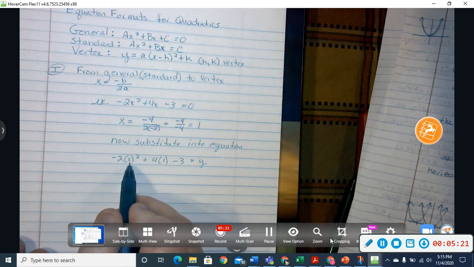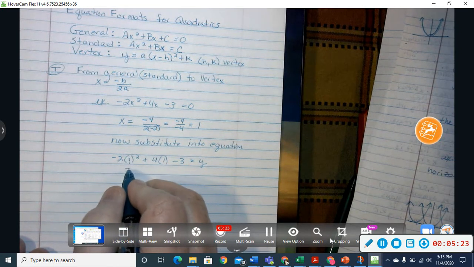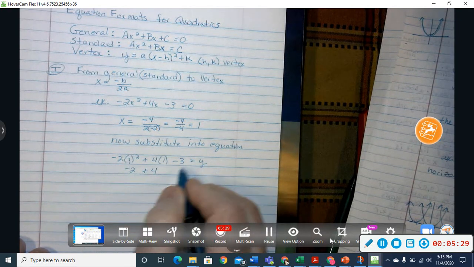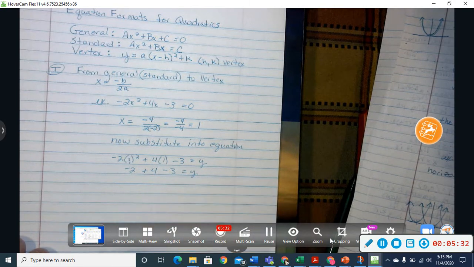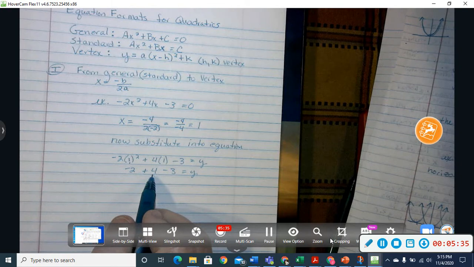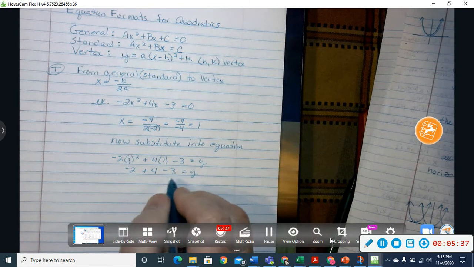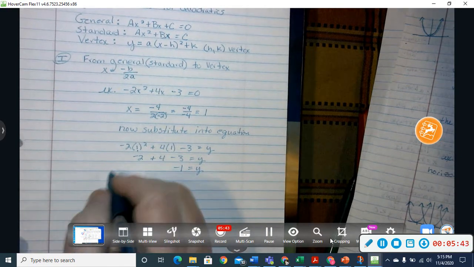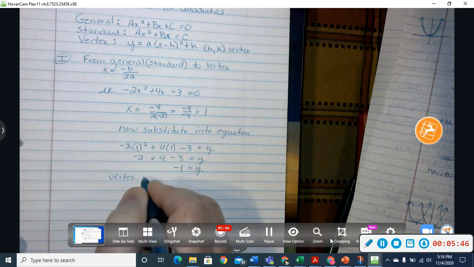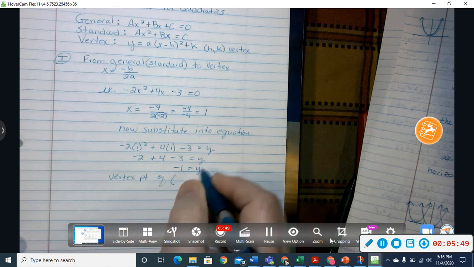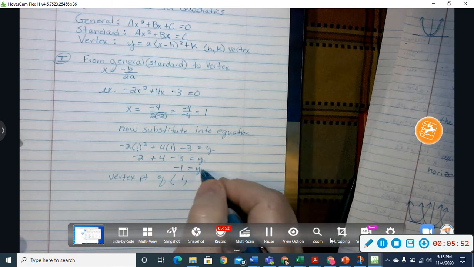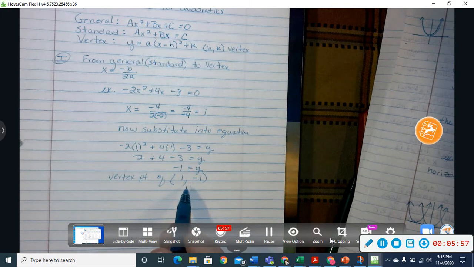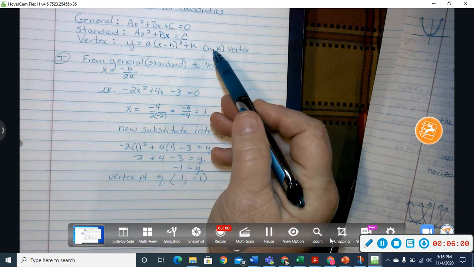So 1 squared is 1. 1 times negative 2 is negative 2. 4 times 1 is 4. And then we just have the negative 3. Negative 2 plus 4 is 2, and 2 minus 3 is going to be negative 1. So that means we get the vertex point of the x being 1 and the y being negative 1. And we're going to use that vertex point to plug into our vertex equation.